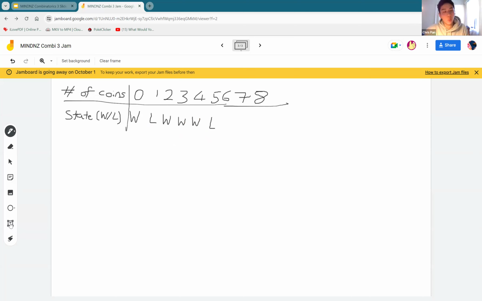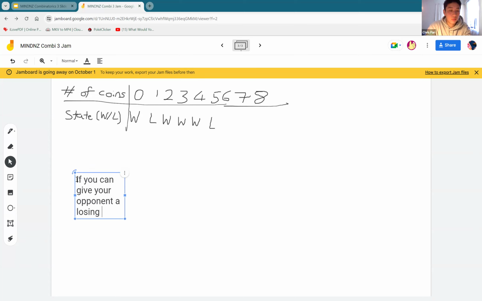In general, what makes a position winning is if you can send it to a losing position. If you can send a position to a losing position, you must be winning because you can give your opponent a loss. But if you can only send it to winning positions, then it must be a losing position because you're forced to give your opponent a win, right? So maybe I'll just type it up here. Oops, my bad. Apostrophe.